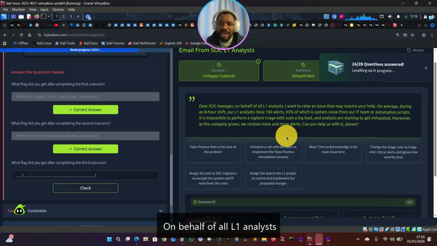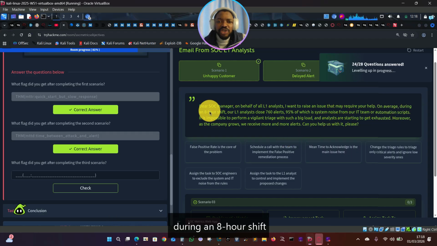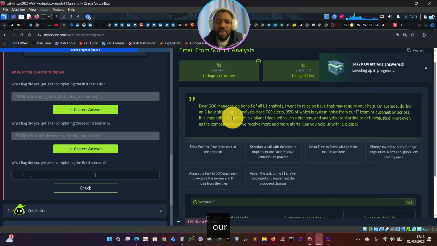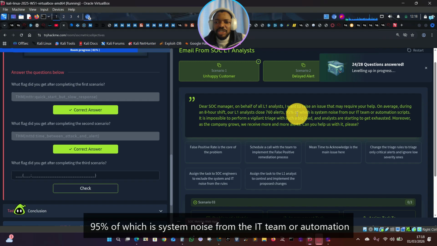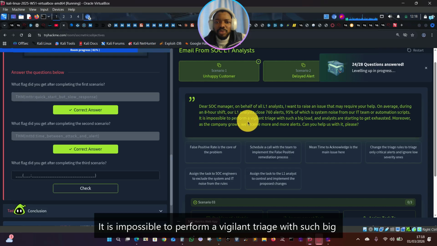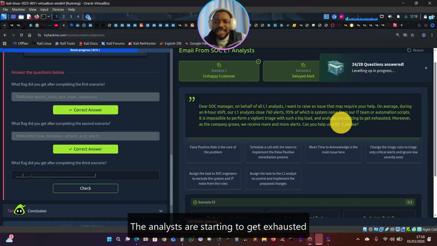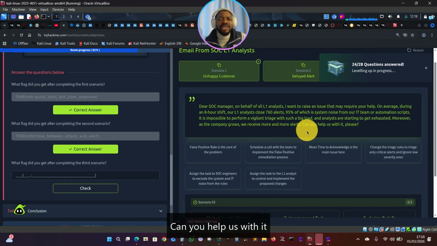Dear SOC manager, on behalf of all L1 analysts, I want to raise an issue that may require your help. On average, during an 8-hour shift, our L1 analysts close 760 alerts, 95% of which is system noise from the IT team or automation scripts. It is impossible to perform a vigilant triage with such a big load. The analysts are starting to get exhausted. However, as the company grows, we receive more and more alerts. Can you help us with it, please?